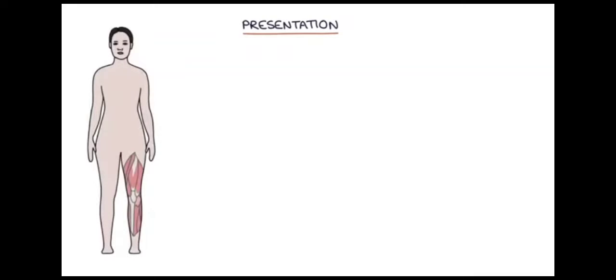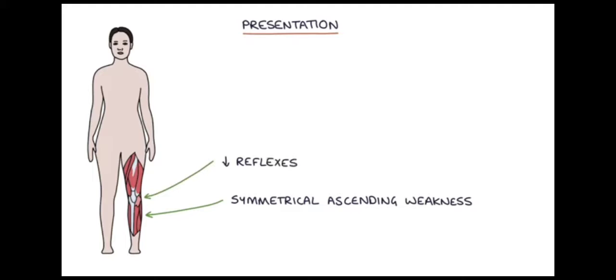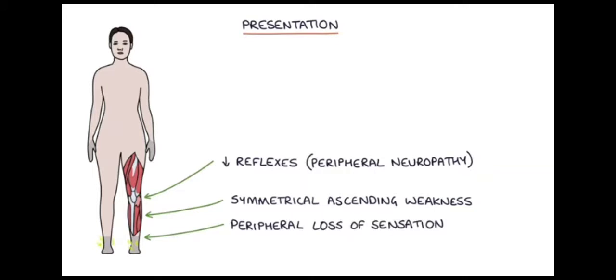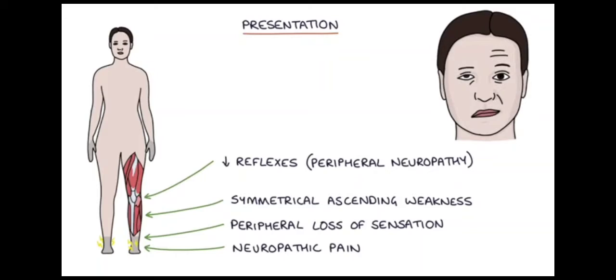So how does Guillain-Barre syndrome present? Well, it presents with a symmetrical ascending weakness, which starts from the feet and moves up the body. There will be reduced reflexes, because it's a peripheral neuropathy. There may be peripheral loss of sensation or neuropathic pain, and it may progress to the cranial nerves and cause a facial nerve weakness as well.